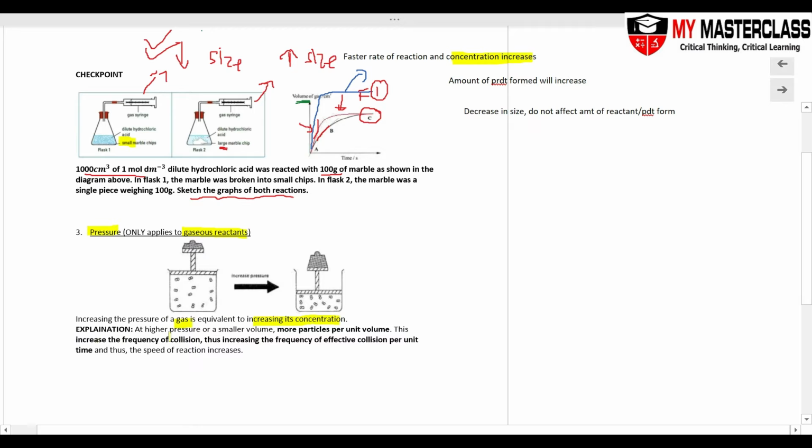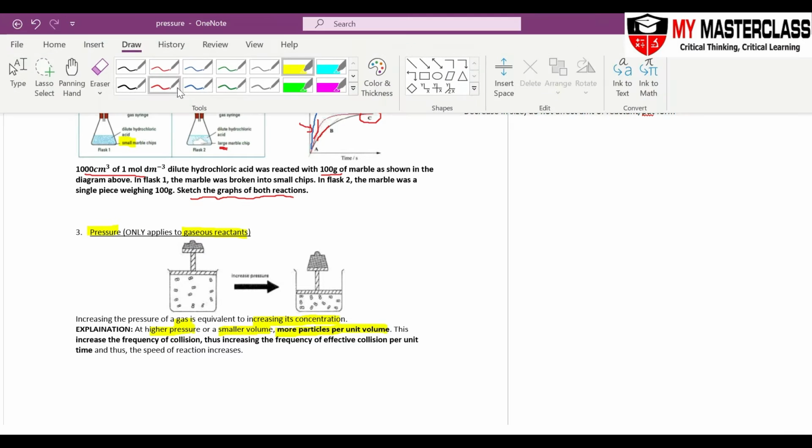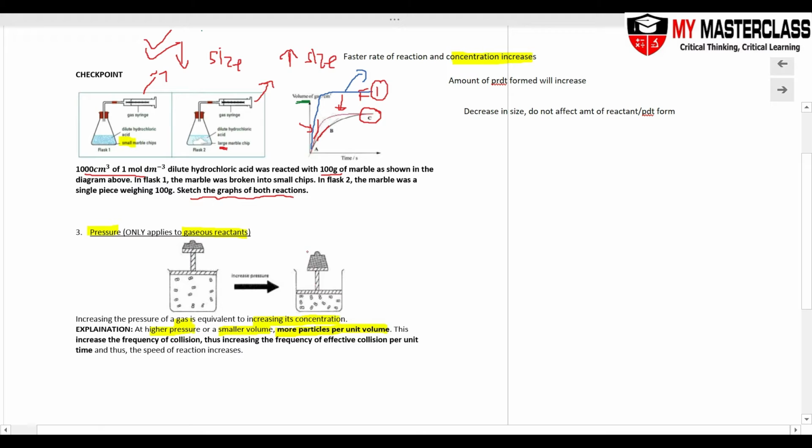How do we explain it? At higher pressure, there is smaller volume, so there are more particles per unit volume. Let's use this picture. When I increase the pressure, the volume decreases. So this one over here is actually almost the same as here.